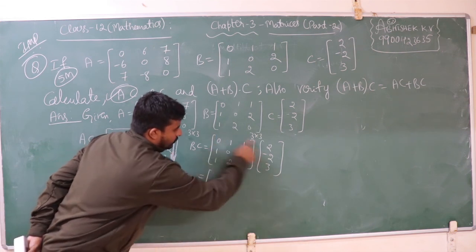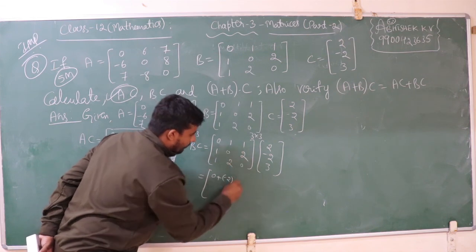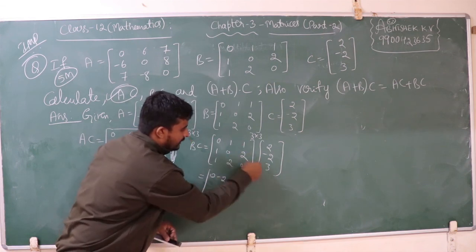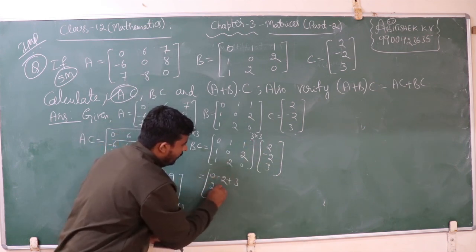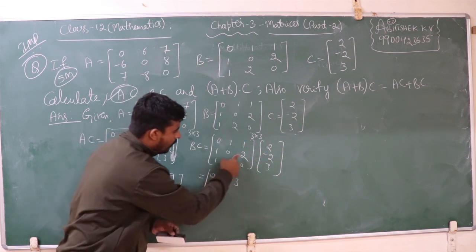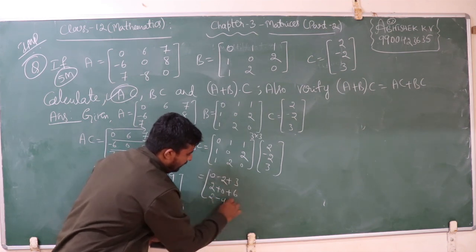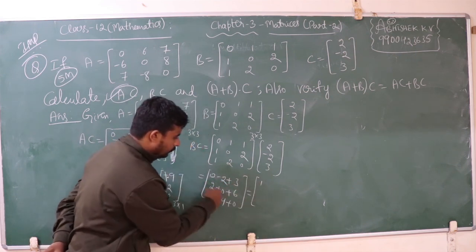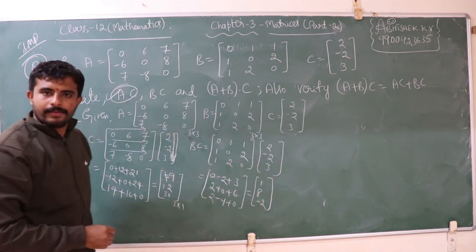See, first row, first column: 0 into 2, 0, plus 1 into minus 2, minus 2, plus 1 into 3, 3. That gives 1. Again, second row, first column: 1 into 2, 2, plus 0 into minus 2, 0, plus 2 threes are 6, that gives 8. Third row: 1 into 2, 2, plus 2 into minus 2, minus 4, plus 0, that gives minus 2. Therefore, the resultant matrix is 1, 8, minus 2.